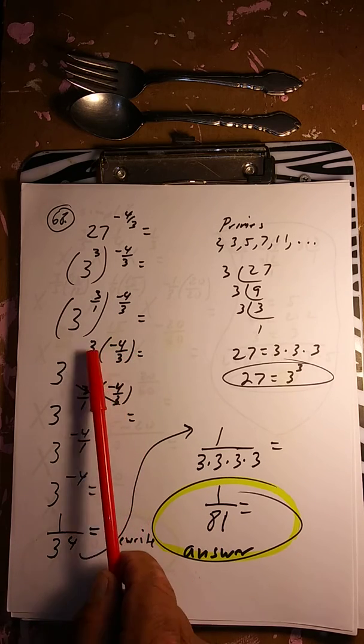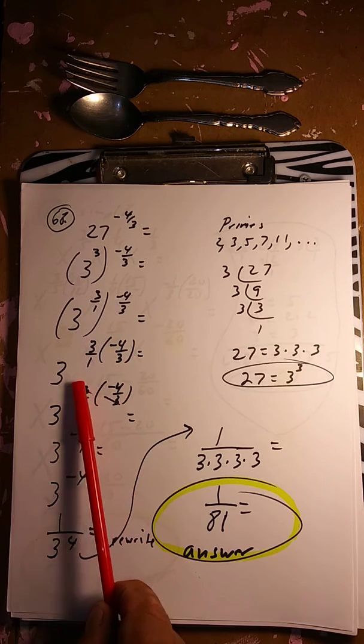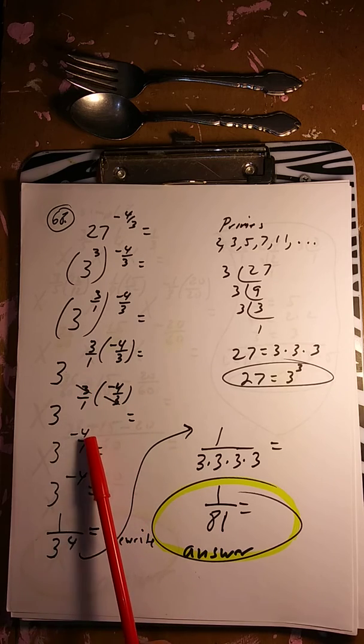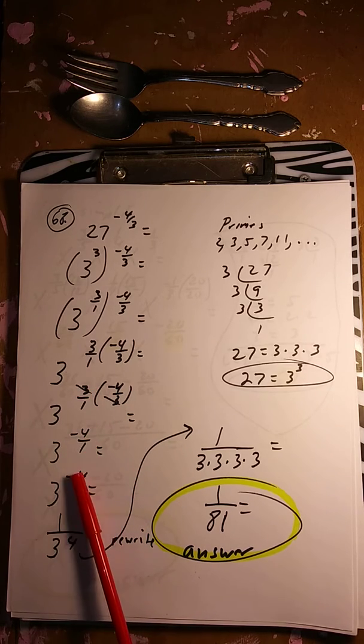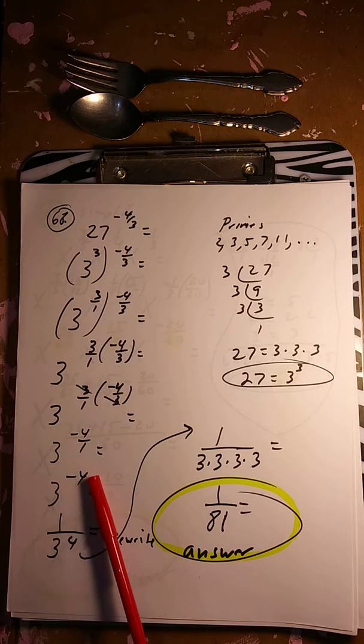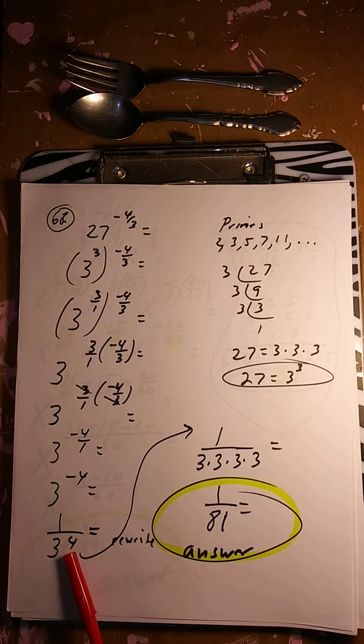So now we can cancel the 3. See the 3 right here? They're going to go away. What's left over is negative 4 over 1. So 3 to negative 4 over 1, or 3 to negative 4. Rewrite this with a positive exponent. So 1 over 3 to the 4 power.